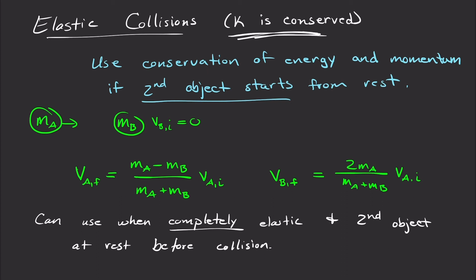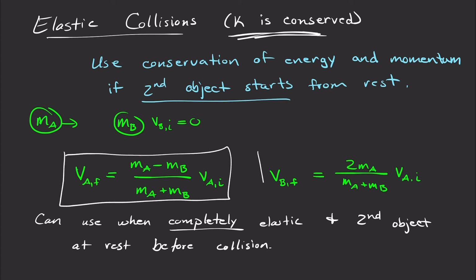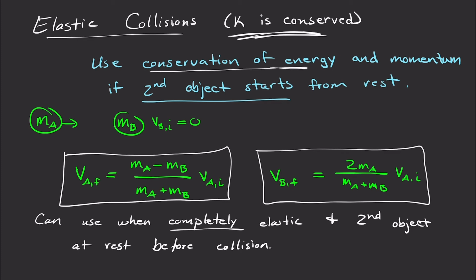Okay? So in this case, you have an object that's just going toward a second object that's not moving. You can immediately look at these equations, and if you know their masses and the initial velocity of object A, you can get the final velocities of both object A and B. This is sort of a shortcut that you get by using the fact that kinetic energy is also conserved.